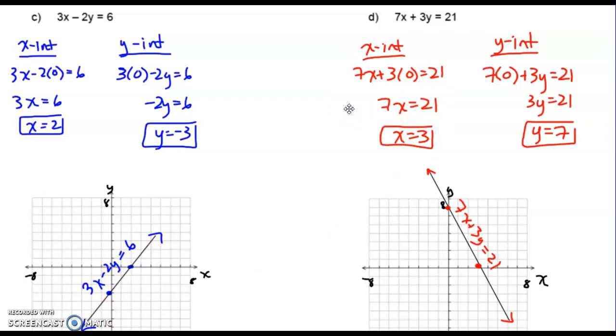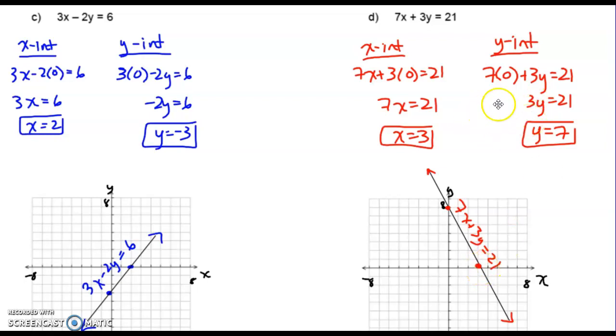Example D. 7x plus 3y equals 21. Solving for my x-intercept, I'm going to plug in 0 for y. 7x plus 3 times 0 equals 21. This is eliminated. And I'm left with 7x equals 21. Divide both sides by 7. X equals 3. So on my x-axis, there I've marked 3.